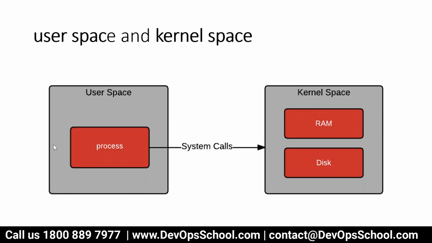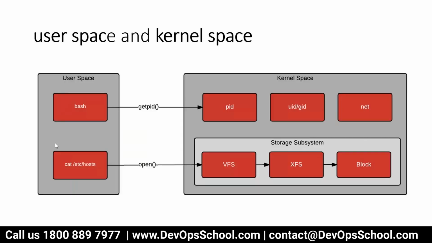Now there is one very important question, frequently asked in interviews: how does your process talk to the kernel? How do you communicate? This is called a system call. So that's the answer: the user process, meaning user space, talks to the kernel space through the system call.